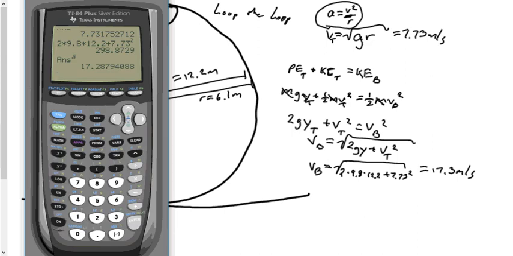So let's use this 17.3 meters per second in order to determine what the acceleration would be at the bottom. We're going to look at the 17.3. We're going to square it and divide it by the radius of 6.1. And so just about 49 meters per second squared. So you're looking at almost 5 times the acceleration of gravity due to the track when you're at the bottom.